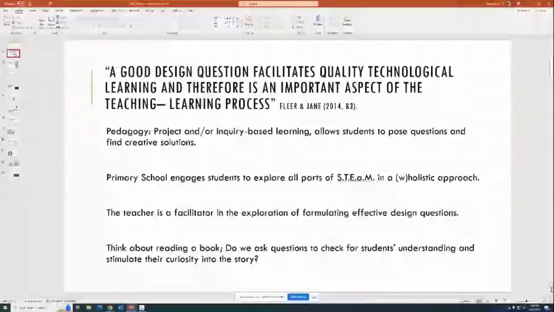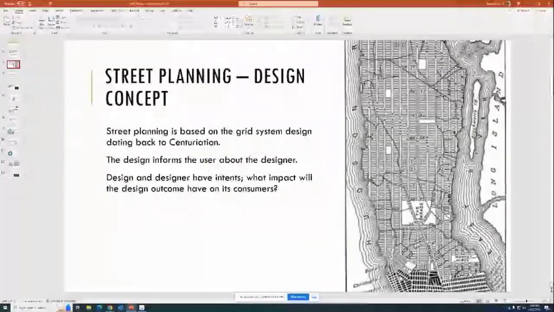There you go. The primary school engages students to explore all parts of STEM. And I hope that when you go through the design make appraise, you realize that your project 2, or your second assignment, is actually a combination of all of them: science, technology, engineering, arts and math. If you want arts, you want to decorate your prototype, it's up to you. All right.